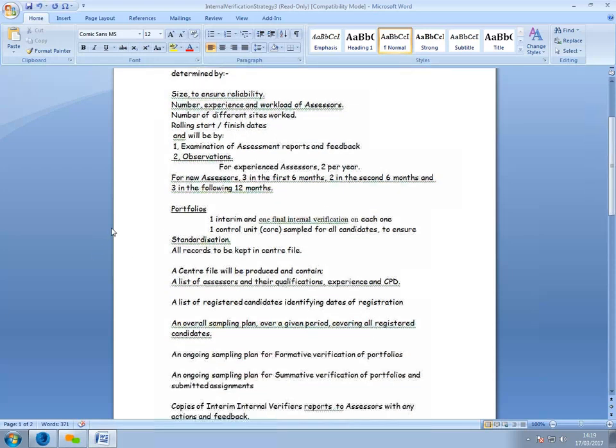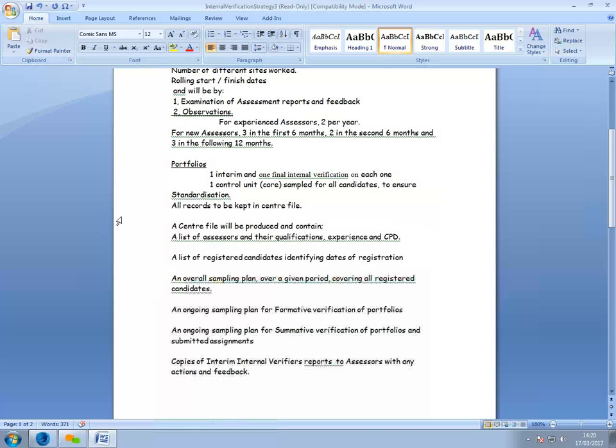As a minimum, 1 interim and 1 final internal verification on each one. 1 control unit core, samples for all candidates to ensure standardization. All records are kept in the centre file. The centre file will be produced and contain a list of assessors, their qualifications and experience and NCFE.